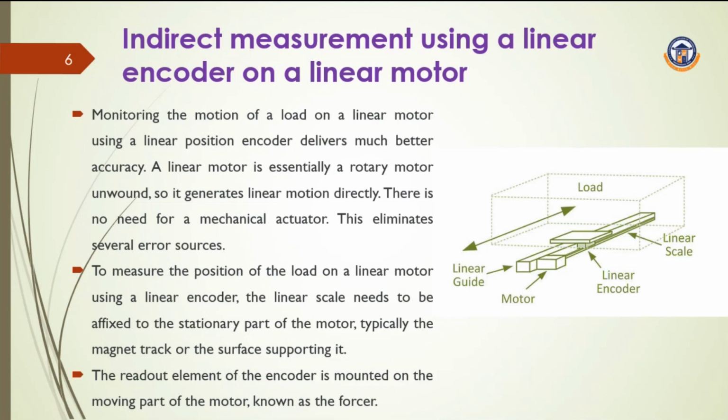To measure the position of the load, a linear motor with a linear encoder is placed on a linear scale, which is affixed to a stationary part of the motor. Typically, a magnetic track is used on the surface for supporting it. The readout element of the encoder is mounted on the moving part of the motor, which is known as the forcer, for having an accurate readout for the user side.